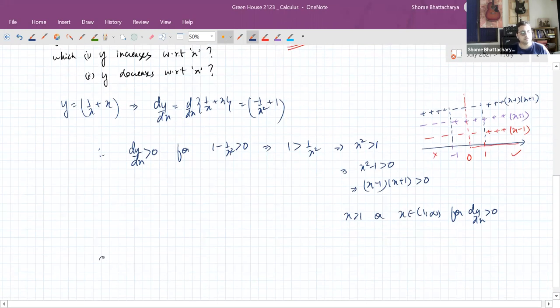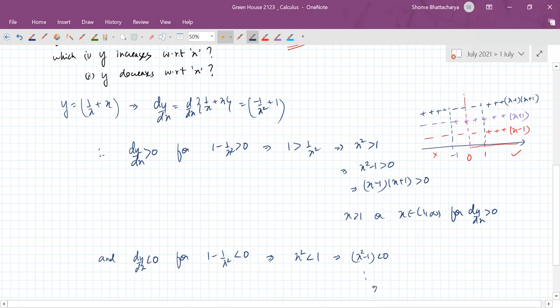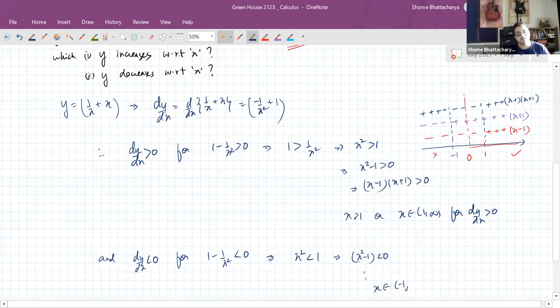And similarly, dy by dx is negative for the condition that 1 minus 1 by x square is less than 0. That will again give you the condition that x square is less than 1. So when we solve this, we will get the interval minus 1 to 1. But here we'll take the interval only from 0 to 1, because we have the condition that x is not taking non-positive values.